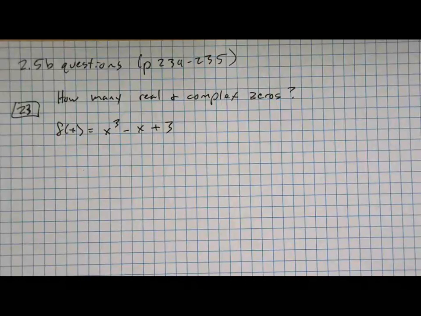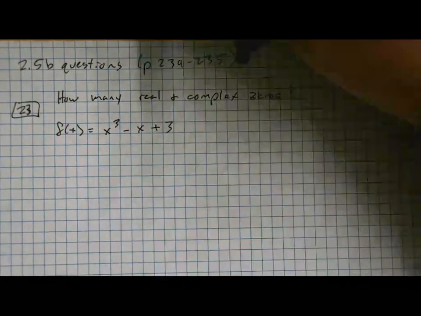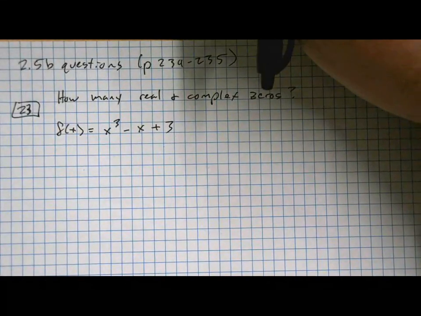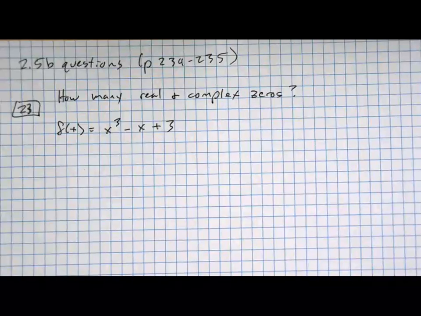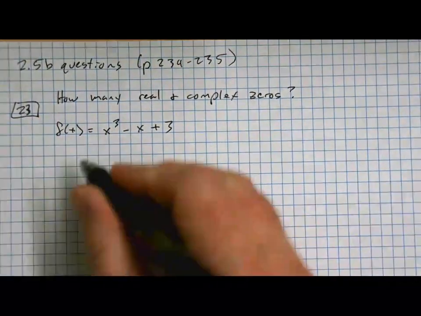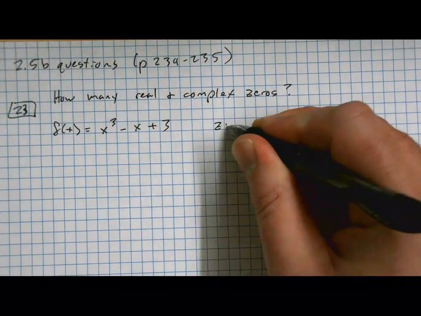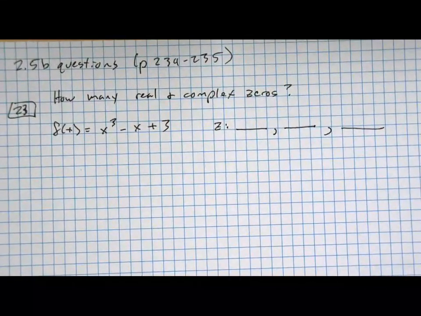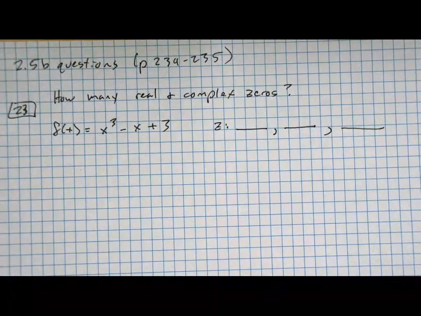The instructions say, I'll read it directly. I paraphrased them here. State how many complex and real zeros the function has. So we should know just by looking at this that it has 3 zeros. It doesn't ask us to find what they are. It just says how many of each type there are.